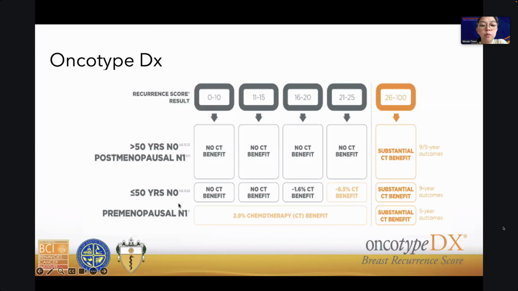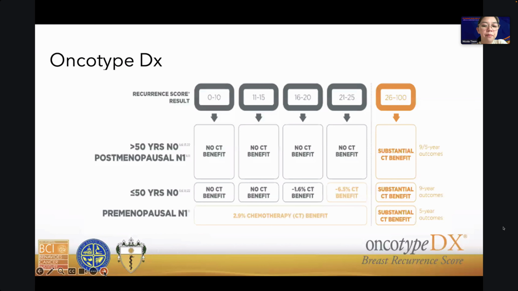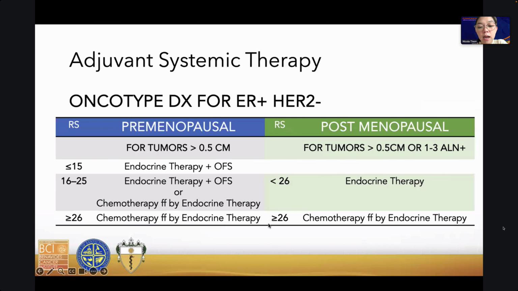For premenopausal women who were N1, regardless of score, there was really still some chemo benefit. That's why N1 premenopausal, we don't do oncotype. While if they are premenopausal with a recurrence score of 16 to 25, there is still some benefit to the chemo, no? So this is the rationale behind these numbers. So, tandaan nyo na lang yung 26 tsaka yung 15.